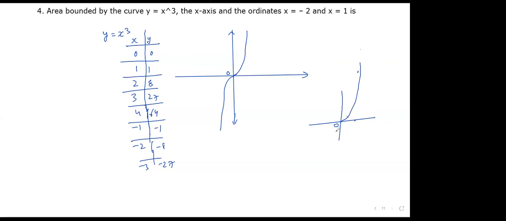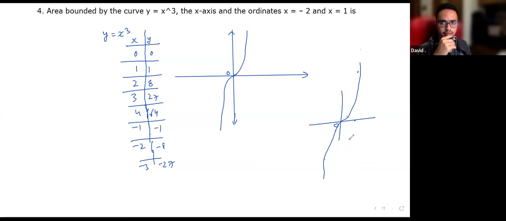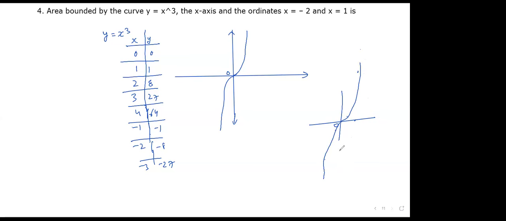Again, minus 1, minus 1. So this is minus 1. And minus 2, minus 8. This is very sharp. Minus 2, minus 8 is over here. So it is going like this, very sharp. On the basis of understanding the nature of the graph, you can draw it. So that's not a big deal. In case you do not remember the graph, you can do this.